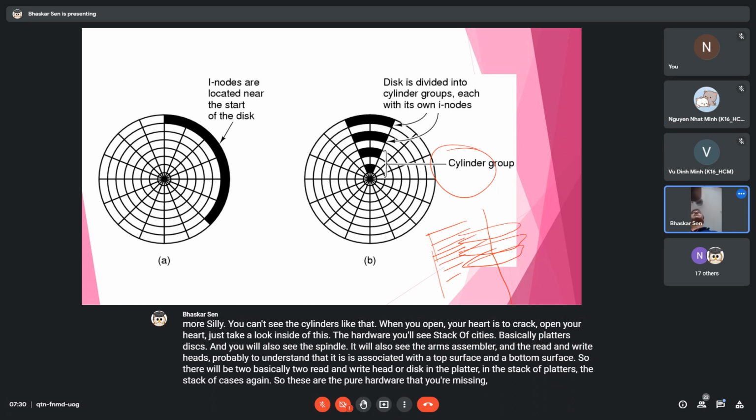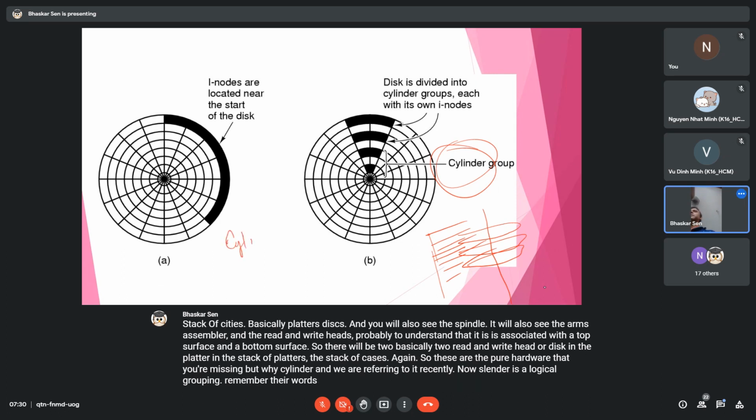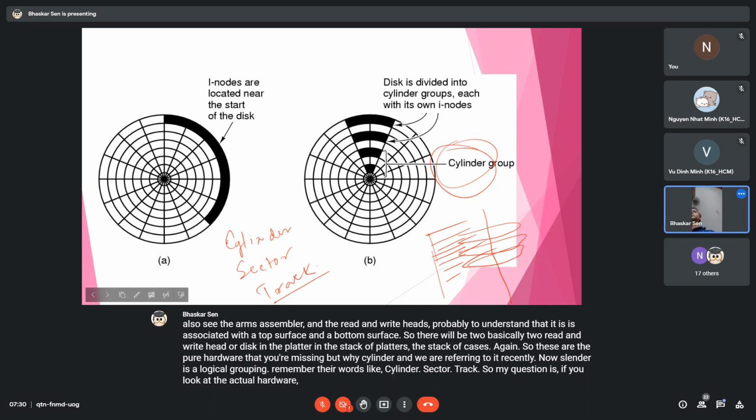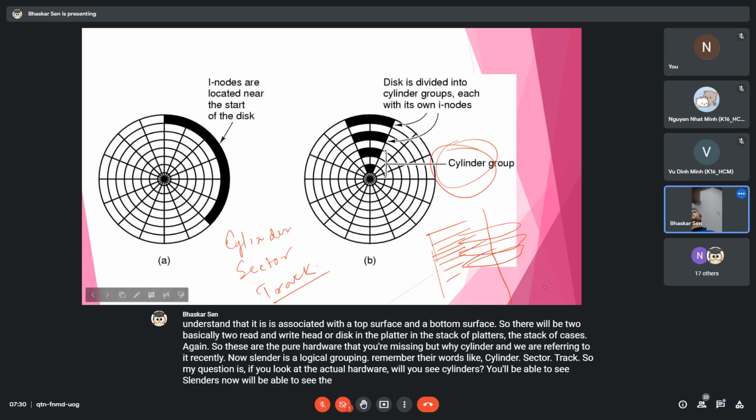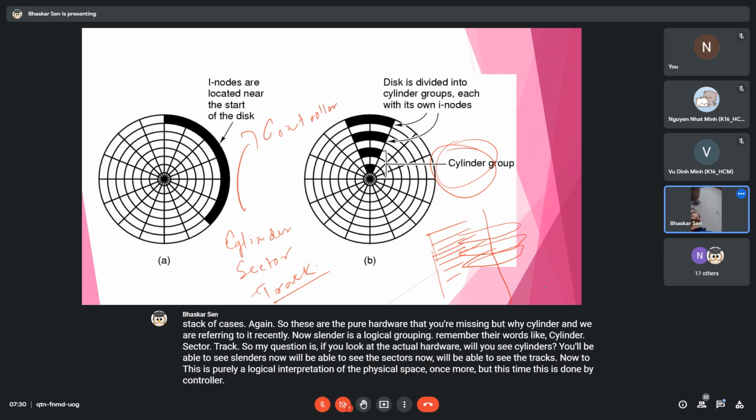But why are we referring to it as cylinder? Now, cylinder is a logical grouping. Remember, there are words like cylinder, sector, track. So my question is, if you look at the actual hardware, will you be able to see cylinders now? Will you be able to see the sectors now? Will you be able to see the tracks now? So this is purely a logical interpretation of the physical space once more, but this time this is done by a controller, the disk controller.